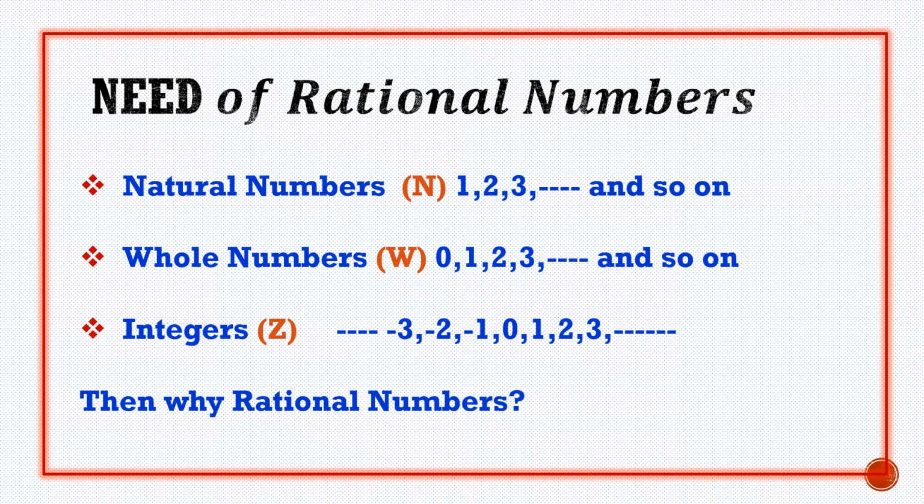Well, firstly, why do we need rational numbers? We already have so many numbers with us. We have natural numbers, which are represented with N, and it goes on from 1, 2, 3 and so on. Then we have whole numbers, which are represented with W, and it starts from 0, 1, 2, 3 and so on. Then we have the set of integers, which are represented by Z.